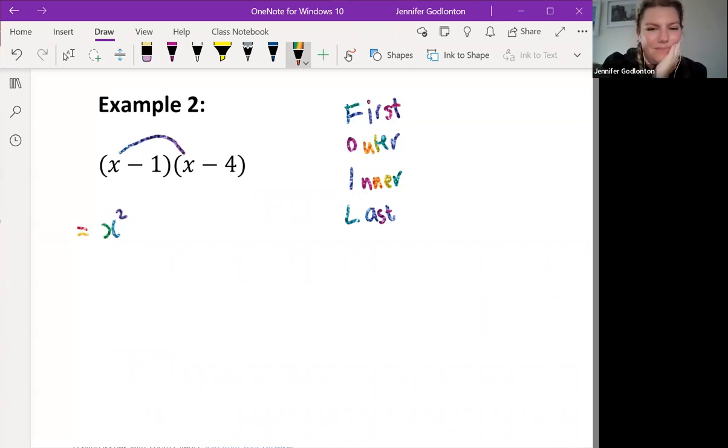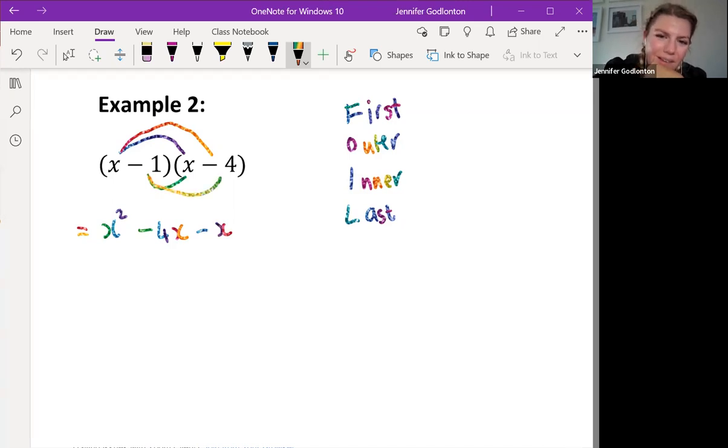And then you say x times -4, which gives you negative 4x. Well done. And then you take the negative 1 and multiply it into the other bracket. So negative 1 times x is negative x. Good. And then negative 1 times negative 4 equals plus 4.